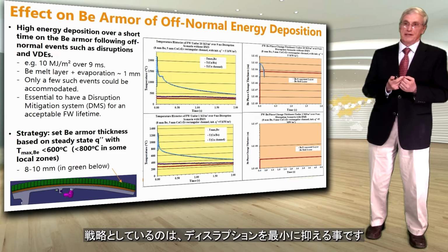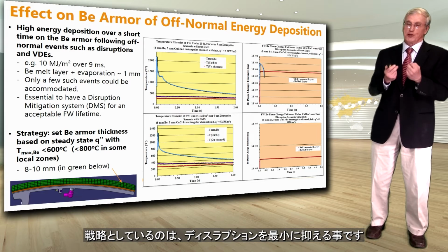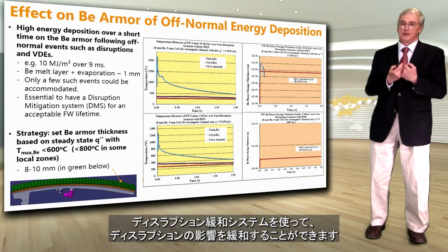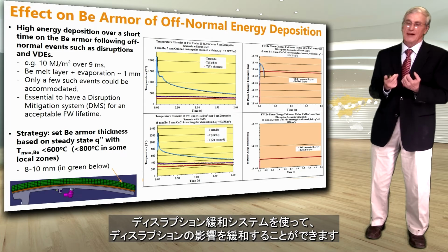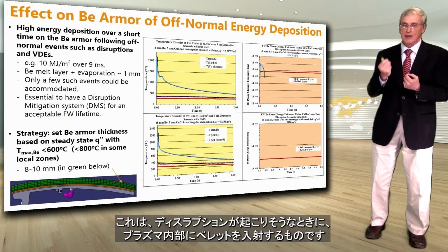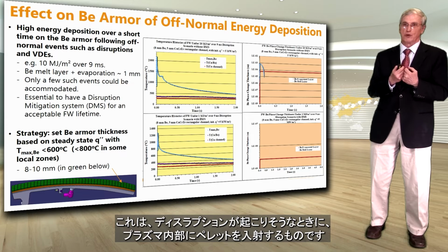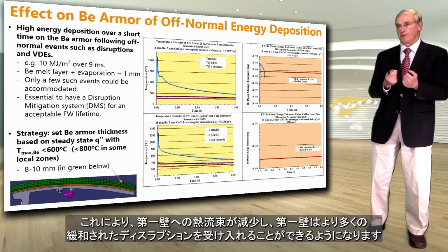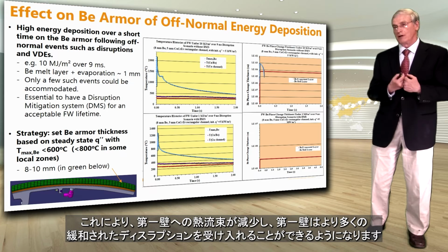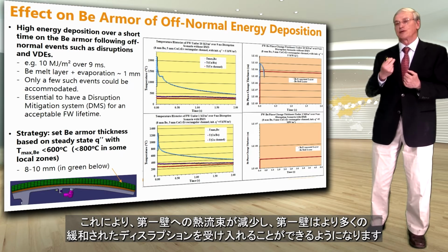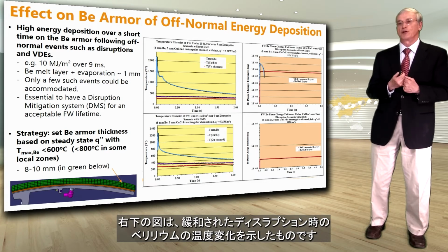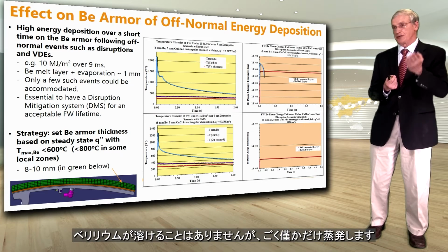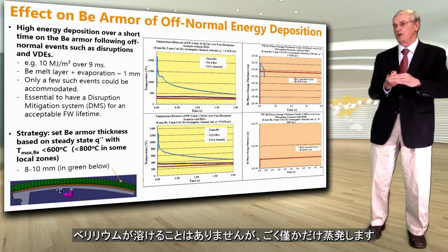So the strategy then is to make sure that we have only a few such disruptions, and that we use a disruption mitigation system to mitigate the effect of disruption by injecting a pellet inside when the disruption is about to occur. This will reduce the heat flux to the first wall, and the first wall will be able to accommodate many more of these mitigated disruptions. You can see at the bottom a typical example where the temperature for a mitigated disruption is much lower. Actually, in this case, you don't even melt the beryllium, but you do evaporate a little bit, though really a very small fraction.